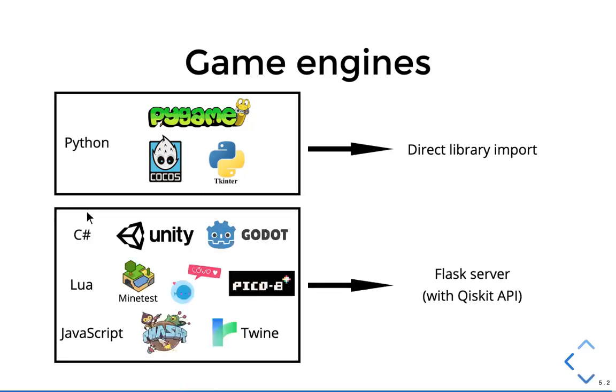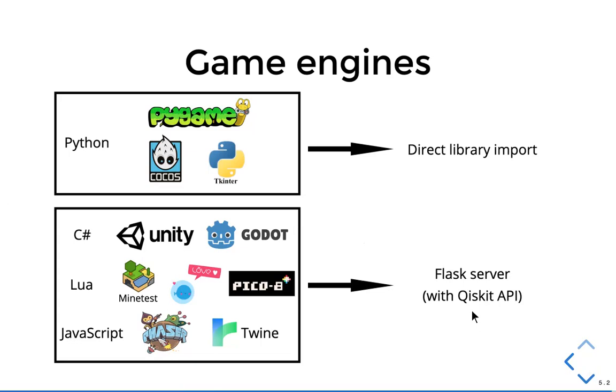So you can also use a game engine that's not in Python, for example Unity, Godot, or Minetest. This was the game engine used for the Qiskit Blocks. There is also Phaser, which is based on JavaScript, so you can host the game in the web browser very easily. And Twine is what I used to make the Gogogiver. But because these game engines don't use Python, you cannot directly import the Qiskit library.